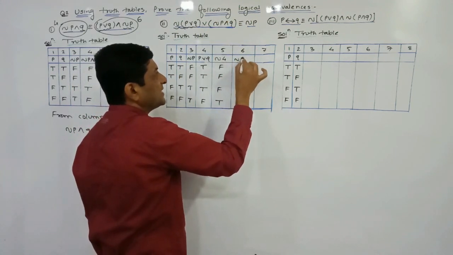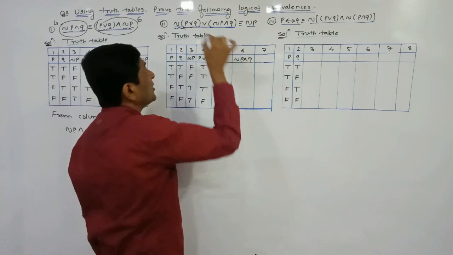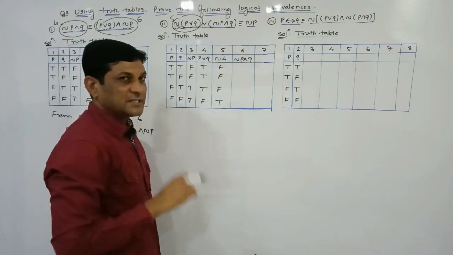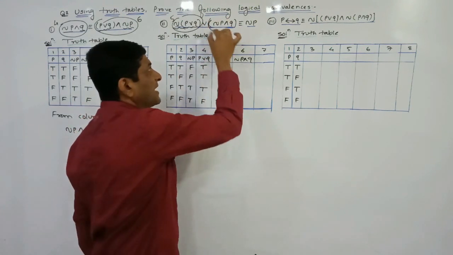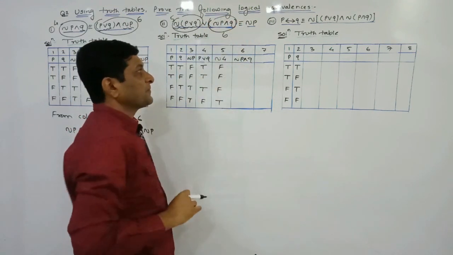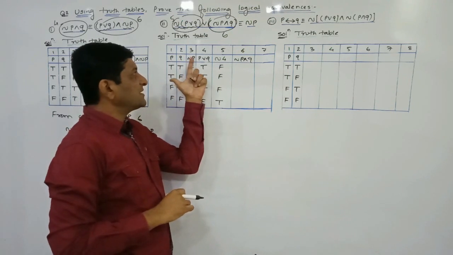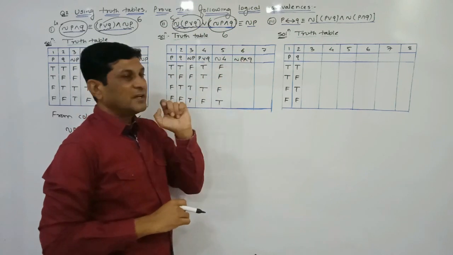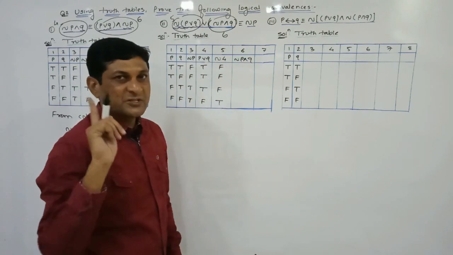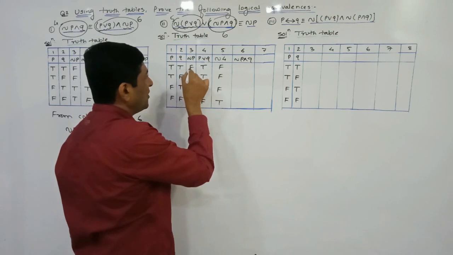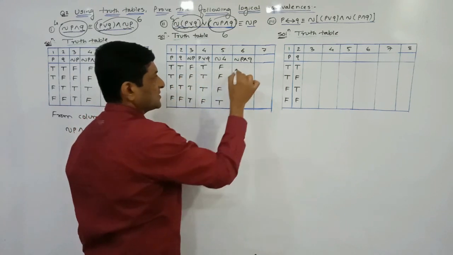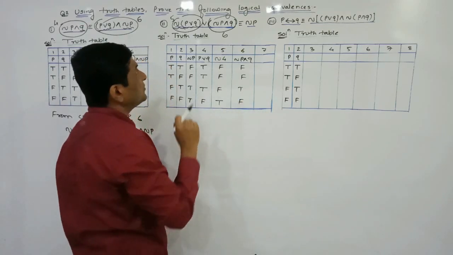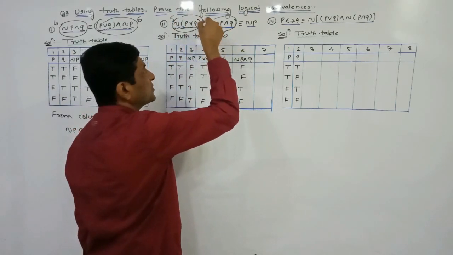Once the truth value of the first part is known to us, find out the truth value of the second part. What is the second part? Negation P and Q. So observe, the truth value of this part is in column number 5, and the truth value of this part is in column number 6. Now, the truth value of negation P is known and Q is also known. So, we are connecting these two statements by what? And. In case of and, if at least one statement is false, the result will be false. So, false, false, true, false. False, false, true, false.